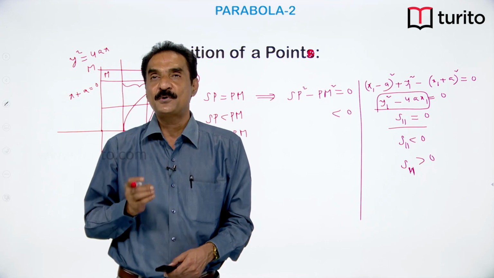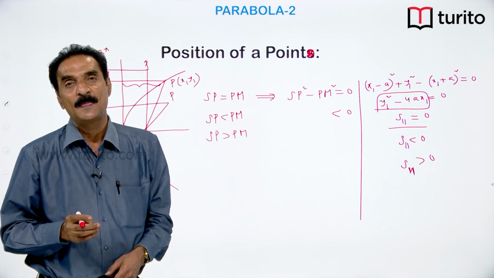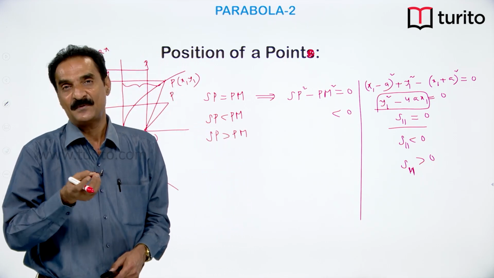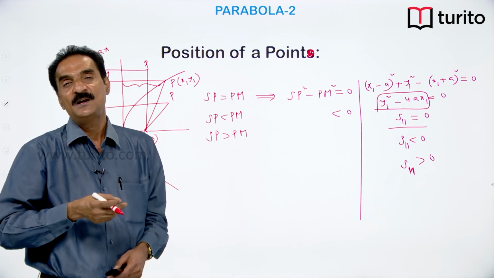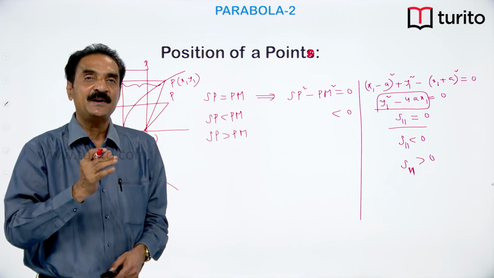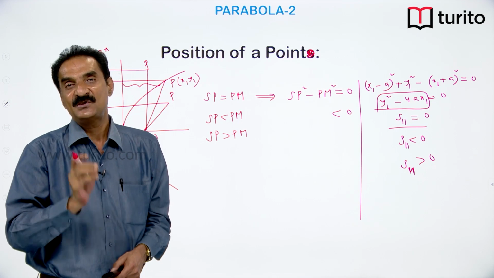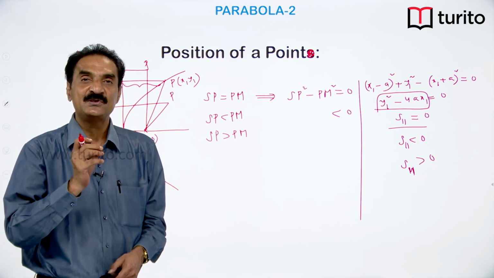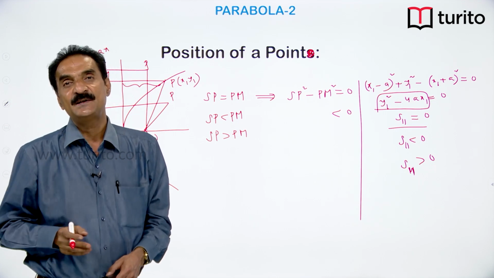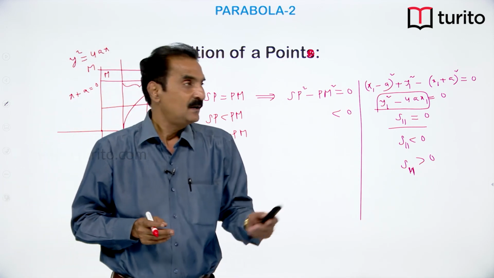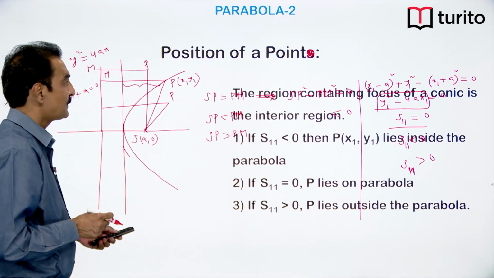So, if you want to know the position of a point with respect to the parabola, then find S11 by substituting the point in the equation. If the value is positive, point is outside. If the value is negative, point is inside. If the value is 0, then point is on the parabola. Okay? Now, let us begin the problems.